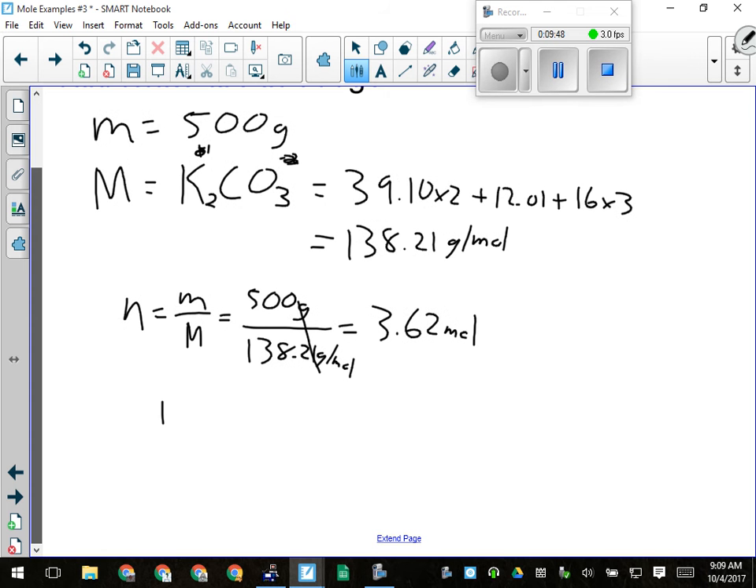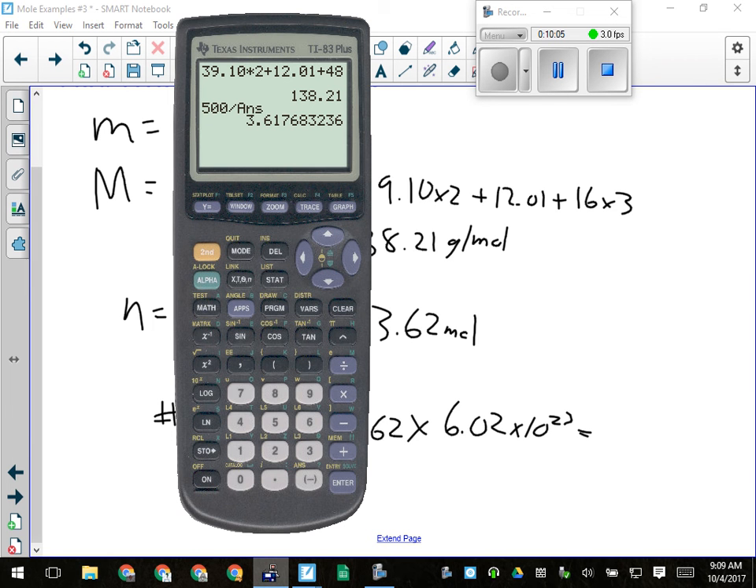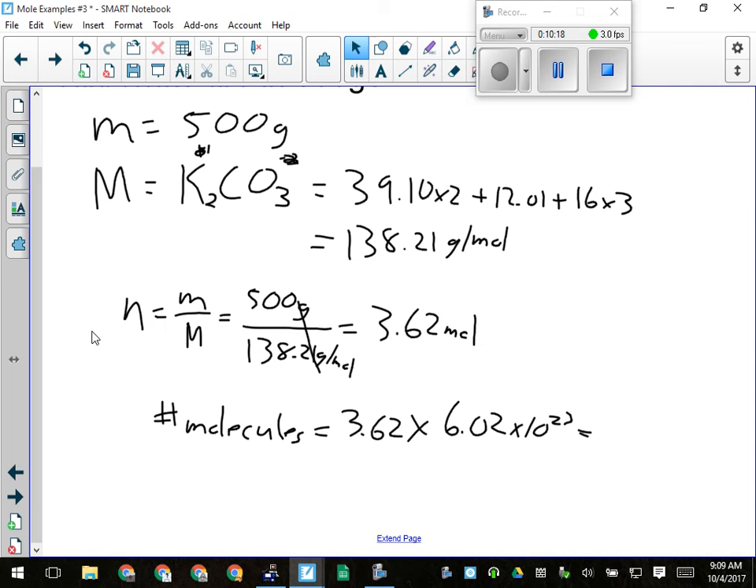So, to get the number of molecules, that's going to be 3.62, the number of moles, but with all the decimals that I had there, times 6.02 times 10 to the 23. All right, so keeping all of those, multiplied by, in bracket, 6.02 E23. All right, so I have 2.18 times 10 to the 24 molecules.